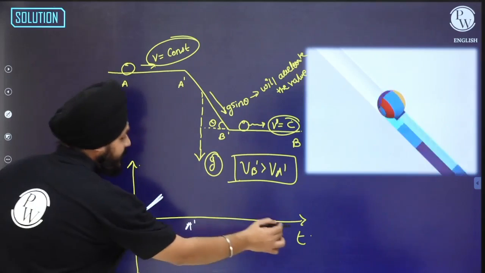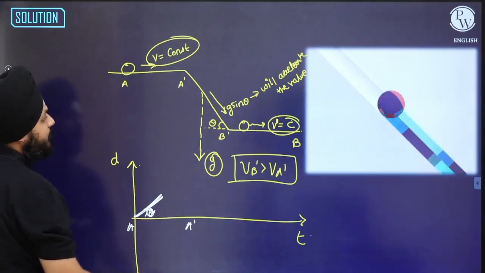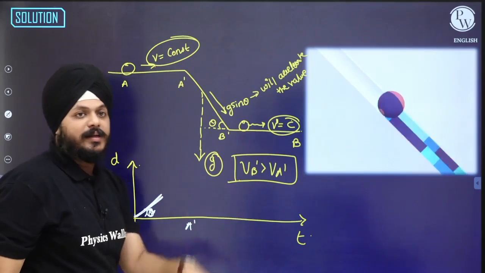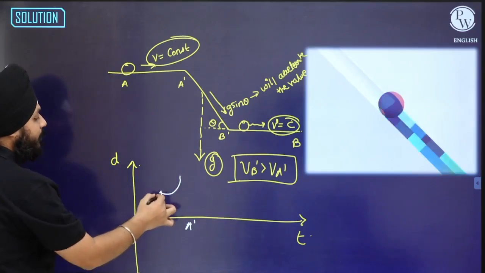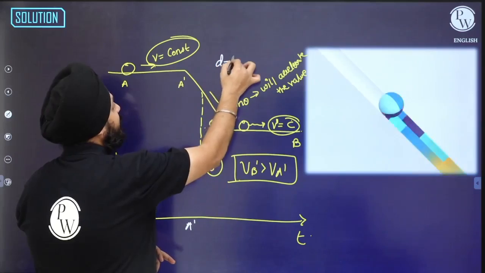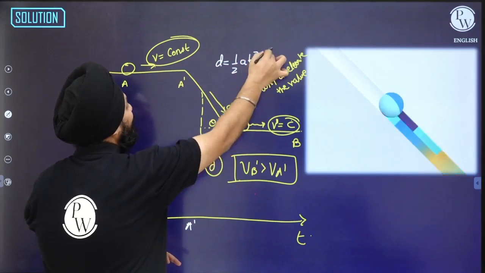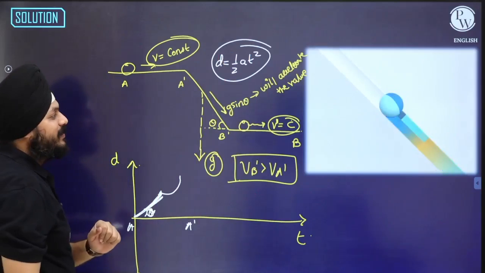The slope of the distance versus time graph, theta, is constant. Yes, constant. Suddenly, the particle starts accelerating, and at that time the graph appears parabolic. When it starts accelerating, we can write the displacement equation as d is equal to half t square. So here it is nothing else but a parabolic graph, right?